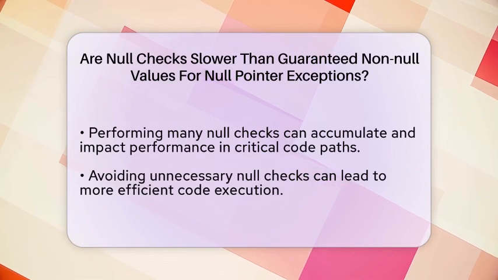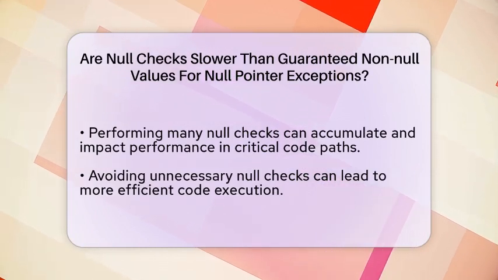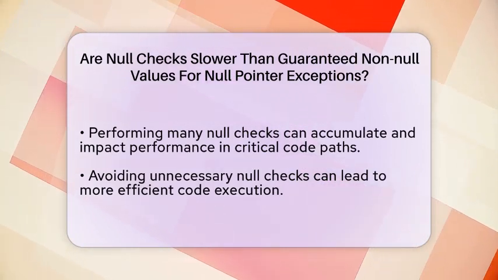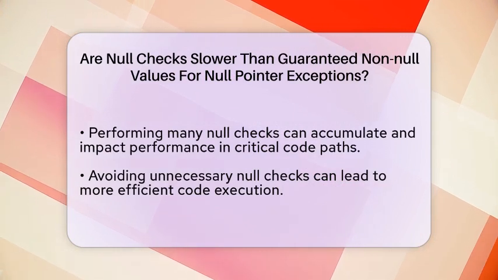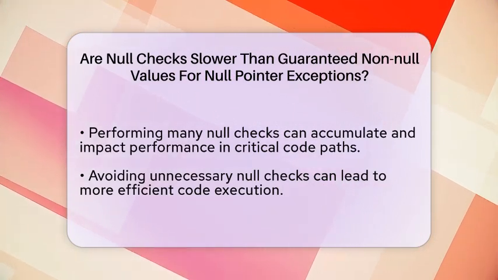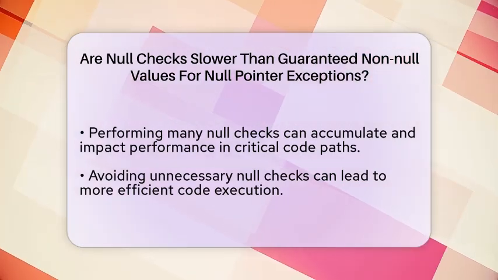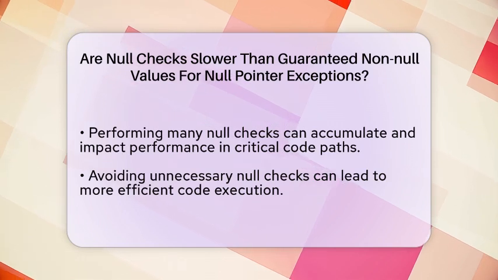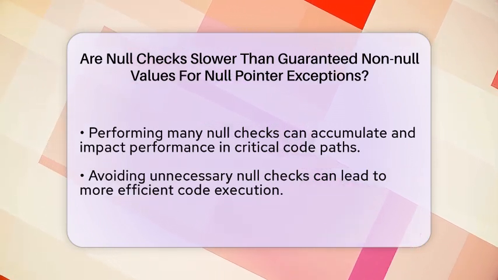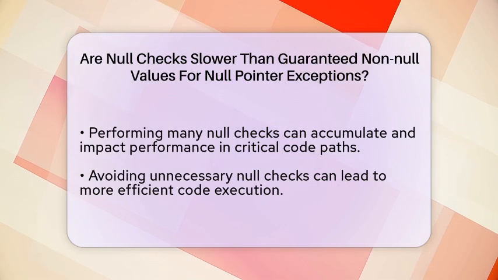For example, in Java, if you check a value for null before calling a method, that check takes a small amount of time. If you do this many times, it can slow things down slightly. But if you are sure a value is never null, skipping the check can make your code run more efficiently. This is why avoiding unnecessary null checks can improve performance.